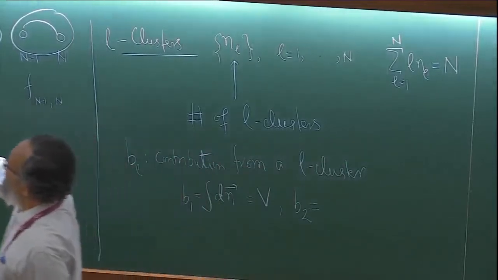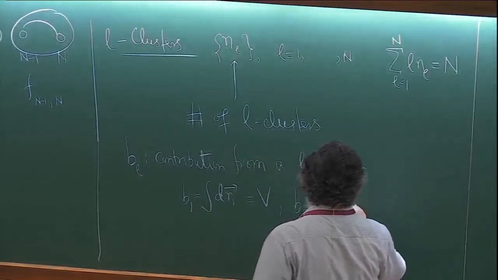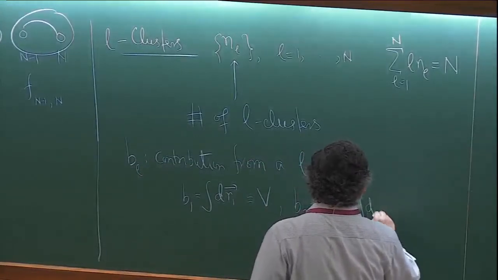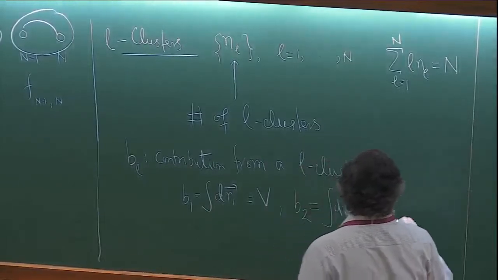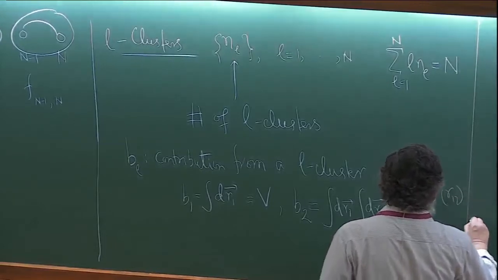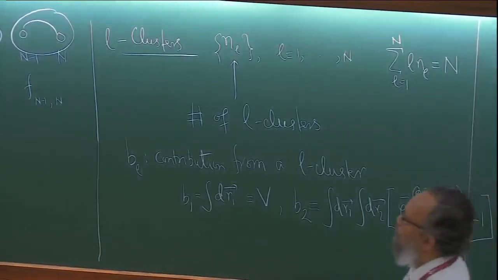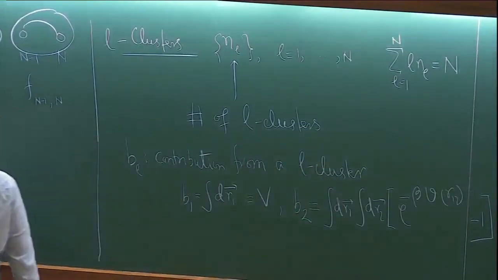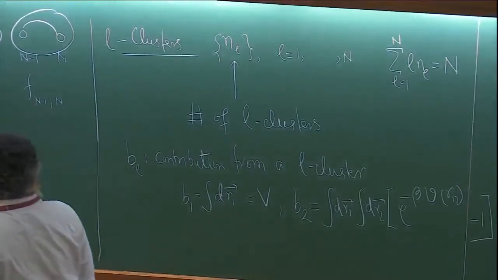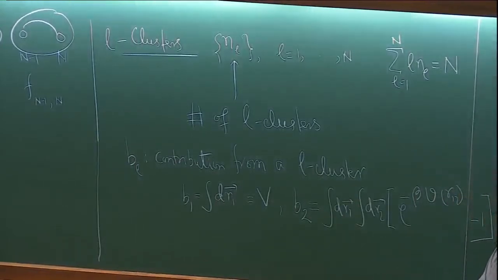If I want to look at B2, it comes from this kind of cluster. So B2 is the integral of f12, that is e to the minus beta V of R12 minus 1, integrated over the coordinates of the two sites which belong to a 2 cluster. I've written out this f12 explicitly, and this integral will depend on what particular form one has for V.